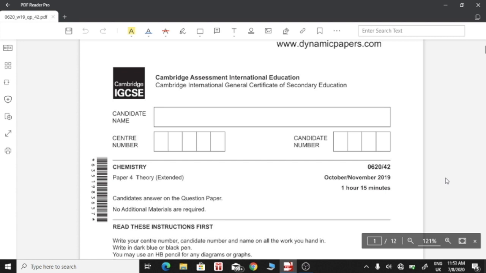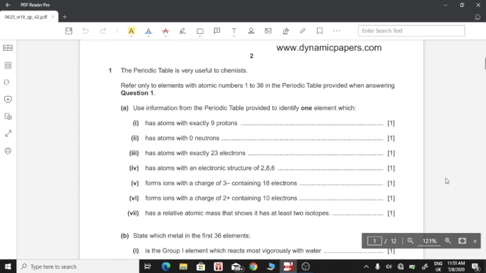Right, this is 0620 October November 2019, paper 4, variant 2. Question number 1. The periodic table is very useful to chemists. Refer only to the elements with atomic number 1 to 36 in the periodic table provided when answering question 1.